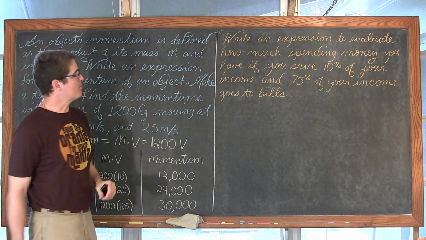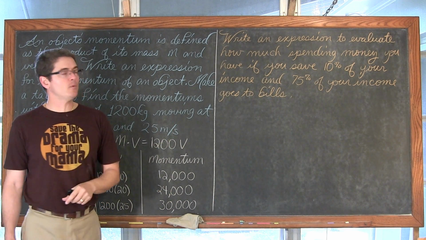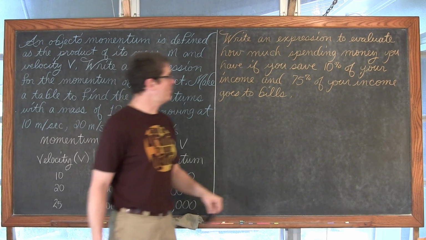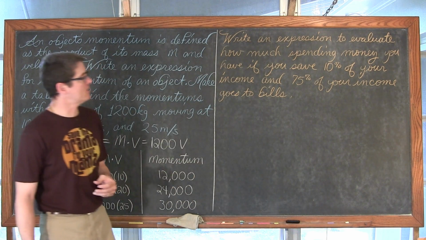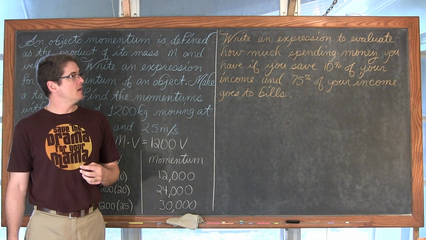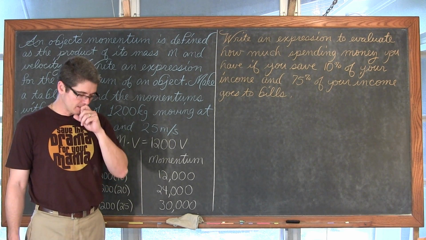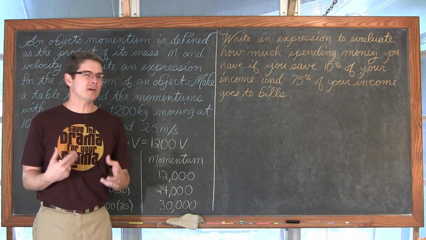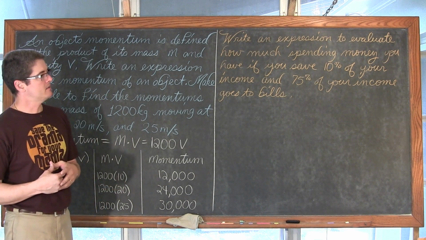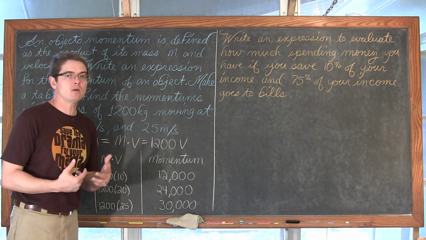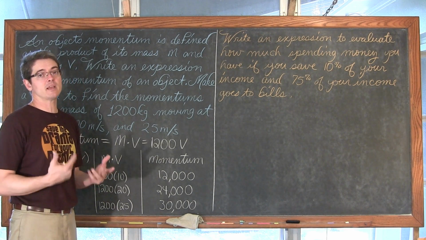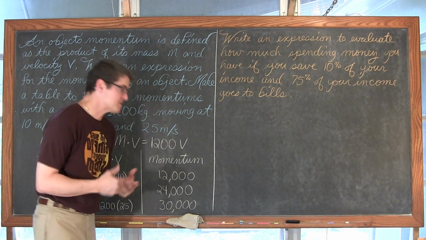Okay. For our second problem here, we've got write an expression to evaluate how much spending money you have if you save 10% on your income and 75% of your income goes to bills. Now it says again, write an expression, but I'm going to start off with words and do some plain language, and it's really going to come out to be more like an equation to help us set this up.